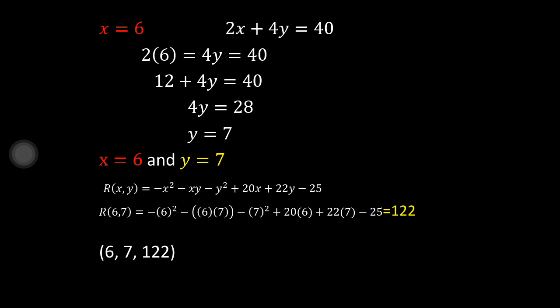Therefore, Kim should produce 6 of the X shirts and 7 of the Y shirts to maximize her weekly revenue at $122. So, yun lang po.